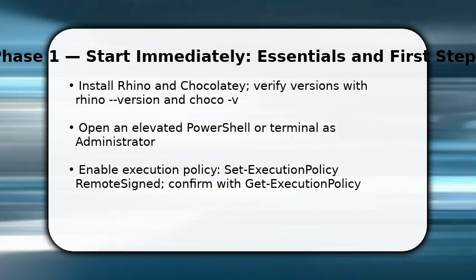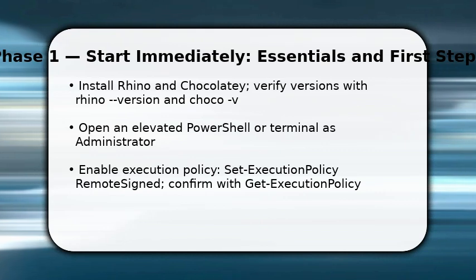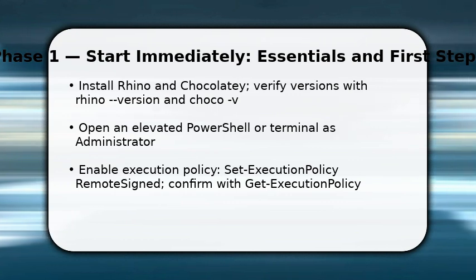Check it with Get-ExecutionPolicy. Next, test choco -v and Rhino version to confirm both respond. If one fails, fix that dependency before continuing. This step avoids mid-process failures and speeds the workflow, so don't skip it.